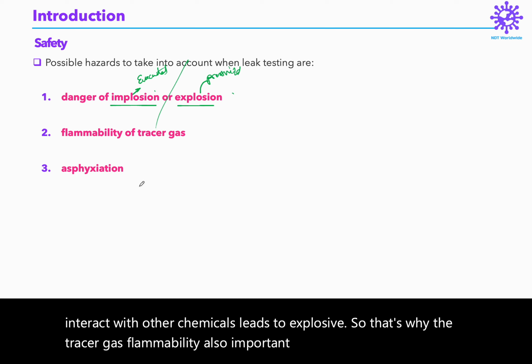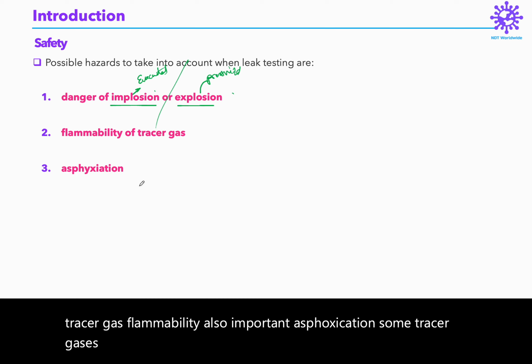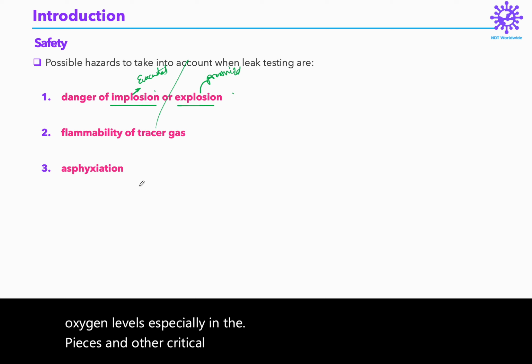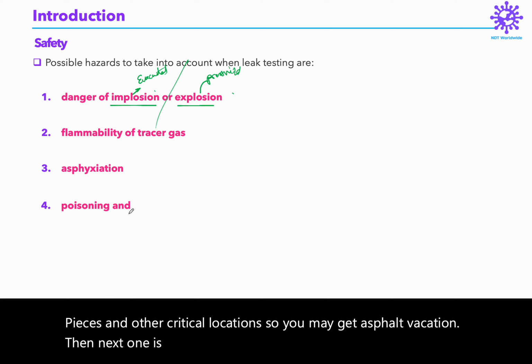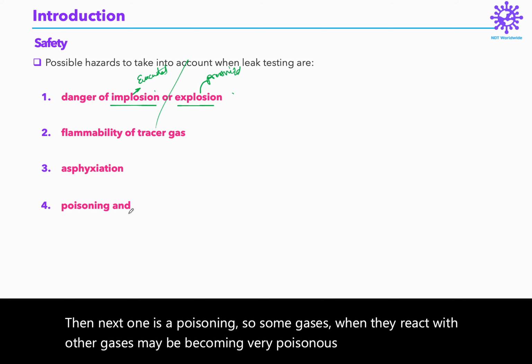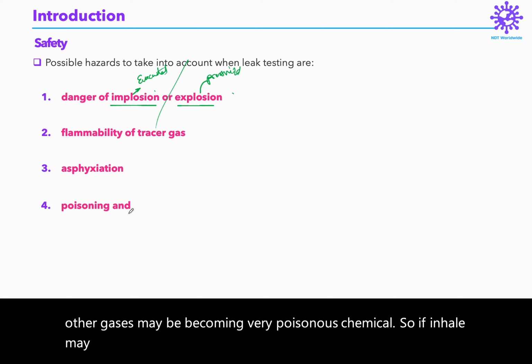Asphyxiation: some tracer gases easily replace the oxygen, so you may not have enough oxygen levels, especially in confined spaces and other critical locations. So you may get asphyxiation. Then the next one is poisoning. Some gases, when they react with other gases, may become a very poisonous chemical. If inhaled, it may lead to fatalities.